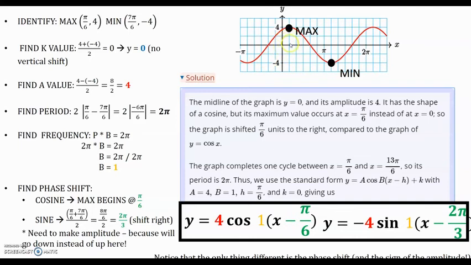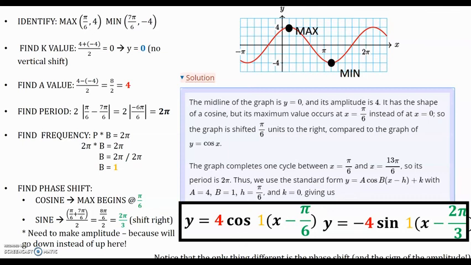So I'm counting: 1 pi over 6 is my max x value. Then 1 pi over 6, 2 pi over 6, 3 pi over 6, 4 pi over 6, 5 pi over 6, 6 pi over 6, and 7 pi over 6 will be my minimum value. So now that I have my coordinates for my max and my min, I can go ahead and start going through the different steps to do this.